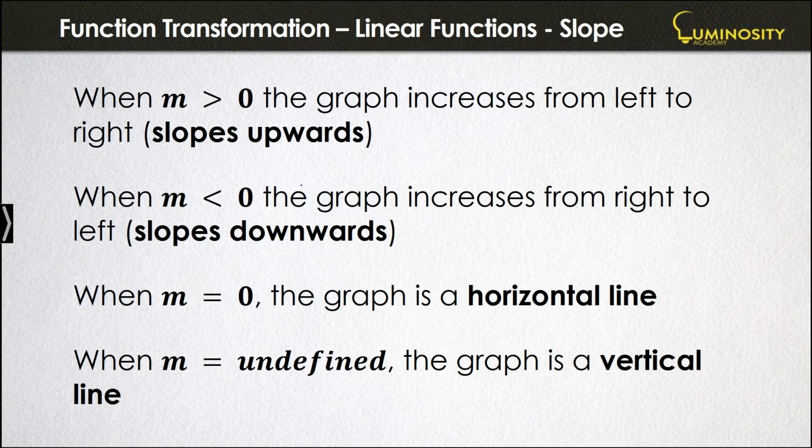So when m is greater than 0, our graph is going to increase from the left to the right. In other words, it's going to slope upwards. And when m is less than 0, it's going to slope downwards, or rather it's going to increase from the right to the left. Now, when m is 0, the graph is going to be a horizontal line, and when m is undefined, the graph is going to be a vertical line.